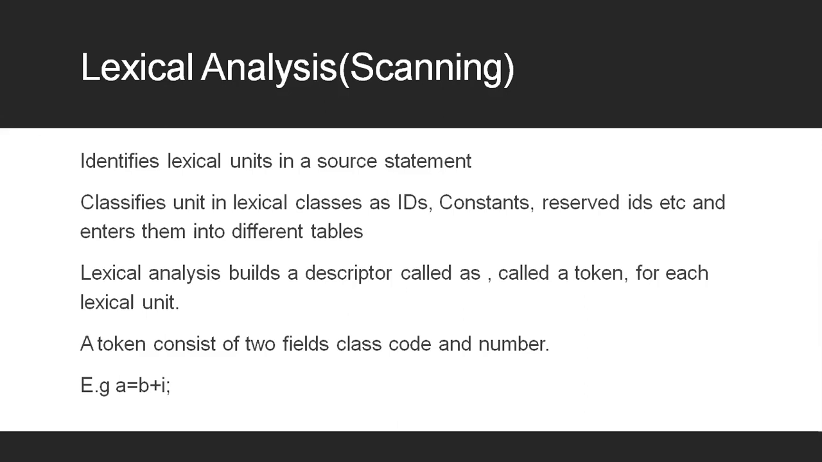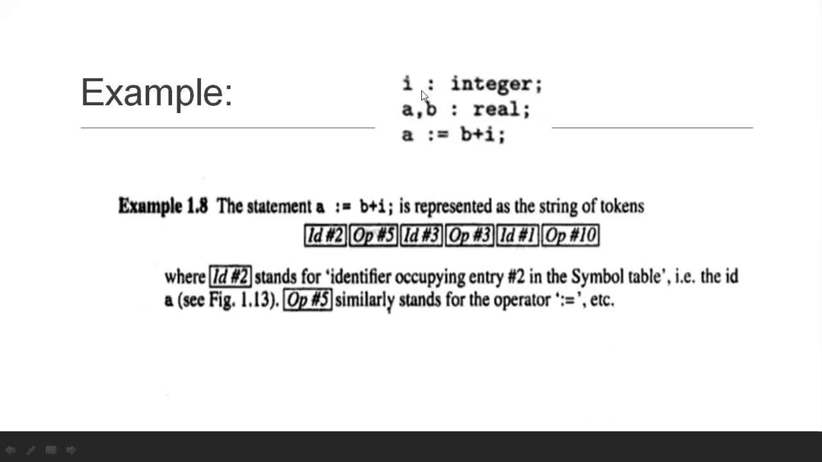Now let us see the example which we have seen in the previous lecture. A is equal to B plus I, wherein A and B are in real and I is in integer. So let us start with that. So same example, I is integer, A and B are in real. We are doing addition of B plus I. Now see here, the statement A equal to B plus I is represented as string of tokens. Now the string of tokens is the output of lexical analysis or scanning. So how it is done?